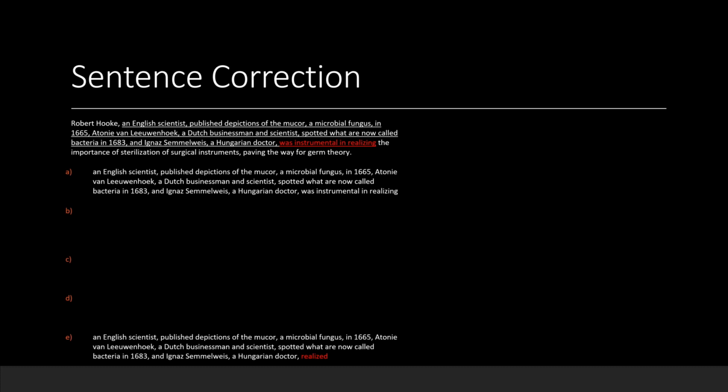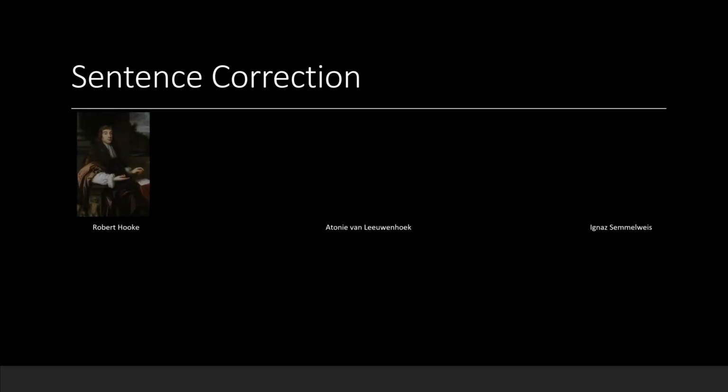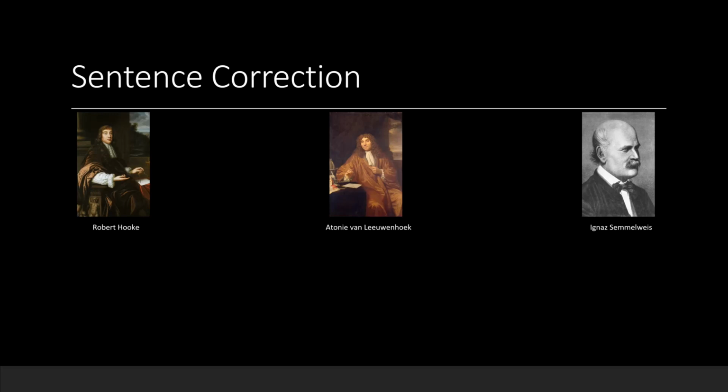E also has the advantage of being more parallel. With E, we now have a scientist who published, another who spotted, and yet another who realized. For all these reasons, E is the right answer option. This question, by the way, discusses real historical figures who were on the path to discovering germ theory.